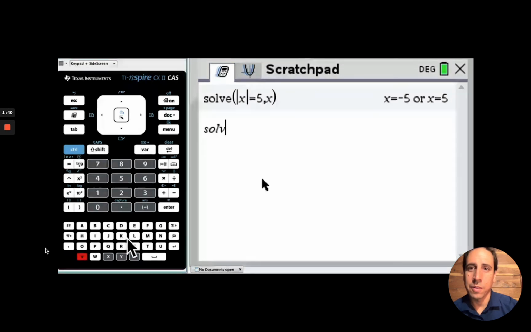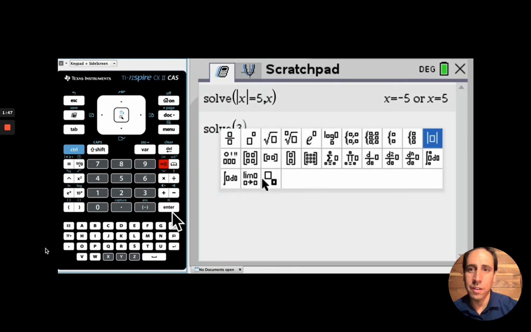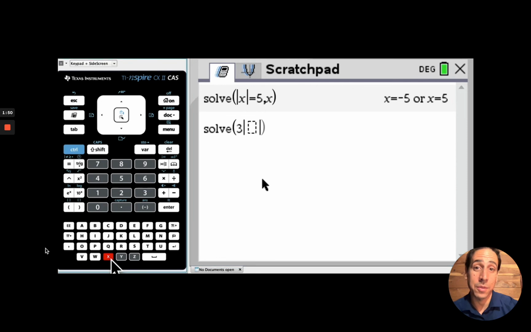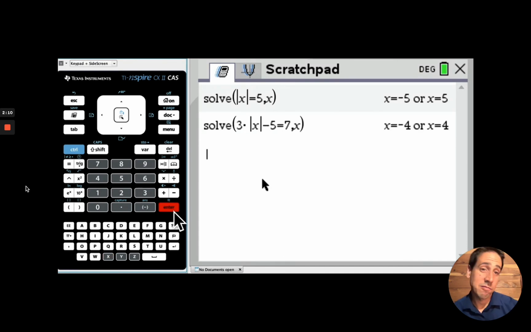Solve, and we're going to say a set of parentheses, and then go 3 times the frequently used symbols menu. Already has absolute value. You can just hit enter because it's already selected. 3 absolute value of x, and then go to the right of the absolute value and do minus 5 is equal to. The equal to symbol is right underneath control. Comma x. The solve command needs 2 things, an equation and what you're solving for. Separate them with a comma. Hit enter, and you get, as we saw in the notes, x equals -4, x equals +4.